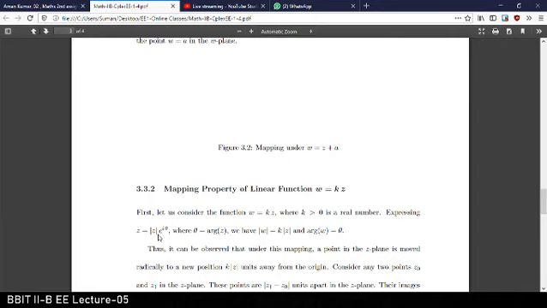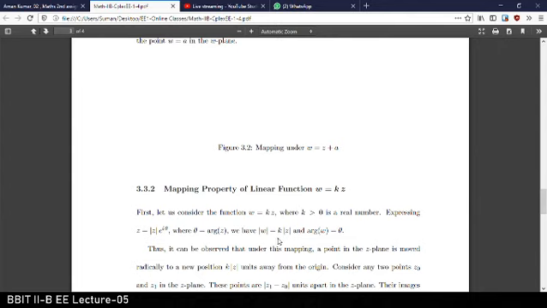This is the radial distance modulus z, and e to the power i theta, where theta is the argument of the complex number. It means if P is the complex number, O is the origin, and OP makes an angle theta with the positive direction of the x-axis, then the complex number can be expressed as modulus z into e to the power i theta. Right. Now, w equal to kz. That means w equals k into modulus z into e to the power i theta.